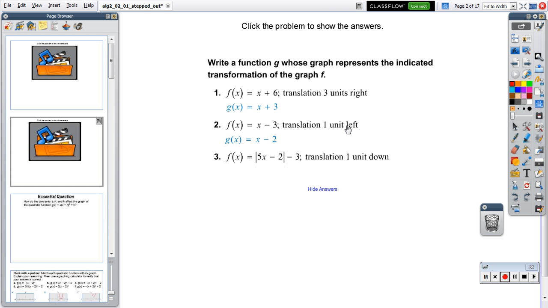So this is the one that I guess is the easy one. Where if we're going down, subtract 1 on the constant term that's outside by itself. If I'm going up, I add 1. So this would end up being g of x is equal to the absolute value of 5x minus 2 minus 4.